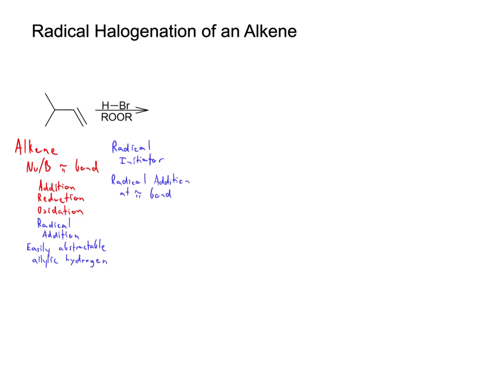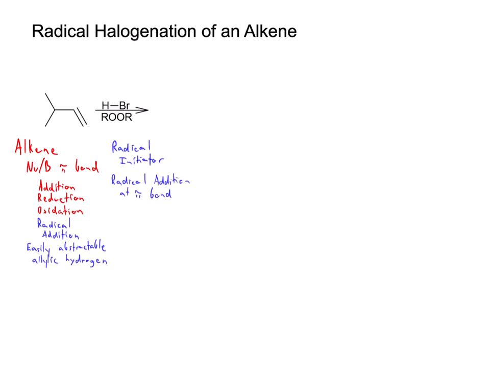That involves an acid reacting directly with the pi bond in a normal addition reaction. Here, we're still doing an addition. However, the radical initiator means that we're doing a radical addition. However, we're still doing it directly at the pi bond. So let's move on to step 3 of the problem-solving process, which is drawing the mechanism.